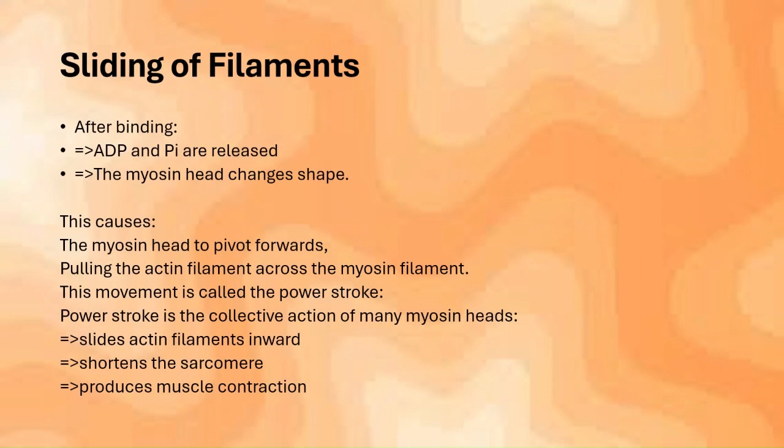After binding, the ADP and the phosphate are released, and the myosin head changes shape. So what happens as a result? The myosin head pivots forward, and this pulls the actin filament across the myosin filament, and this movement is called the power stroke. The power stroke is the collective action of many myosin heads, which slides the actin filaments inward, and this shortens the sarcomere and produces muscle contraction.